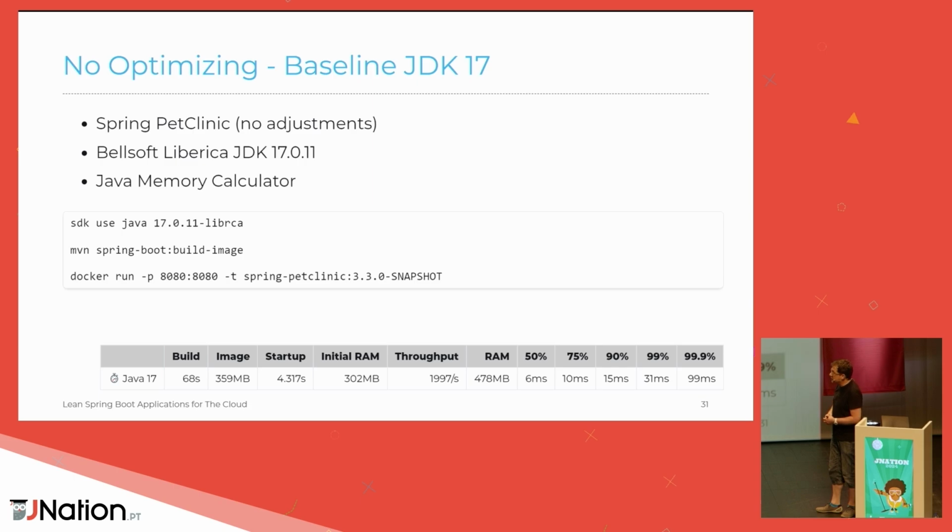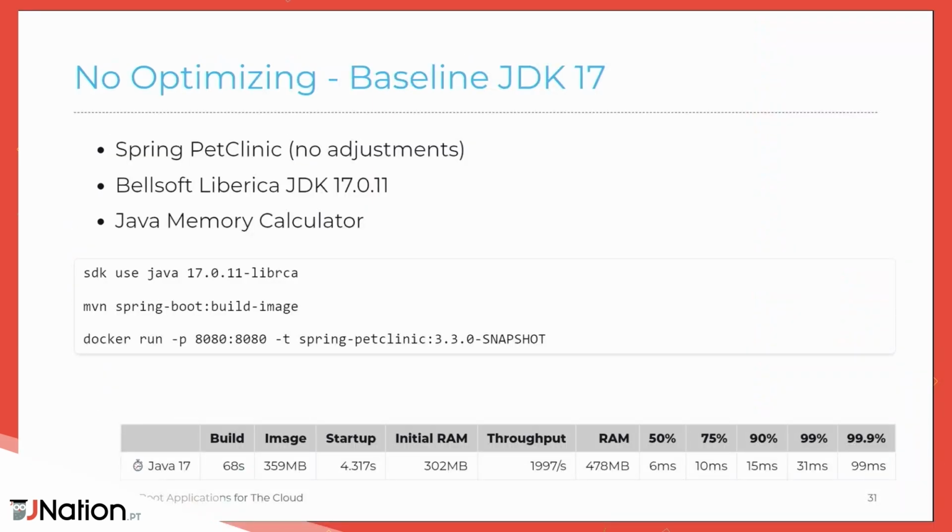Right? Like 68 seconds for building with Maven. You have like a 359 megabyte container image size. Startup took like 4.3 seconds. Initial RAM usage, meaning just right after the start, is on the level of 302 megabytes. Then we actually load the application with 2,000 requests a second.